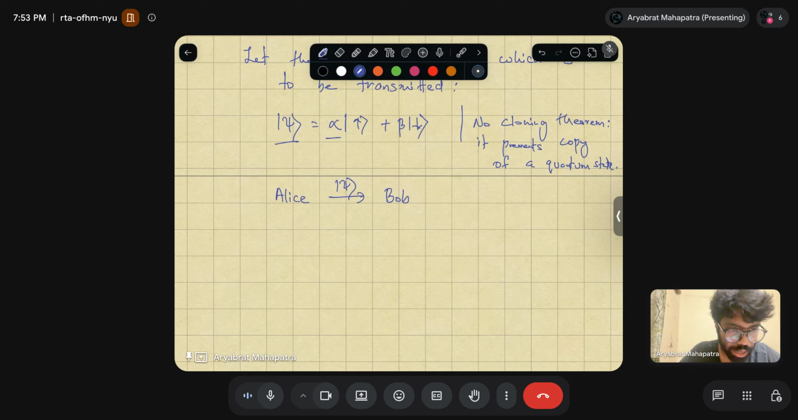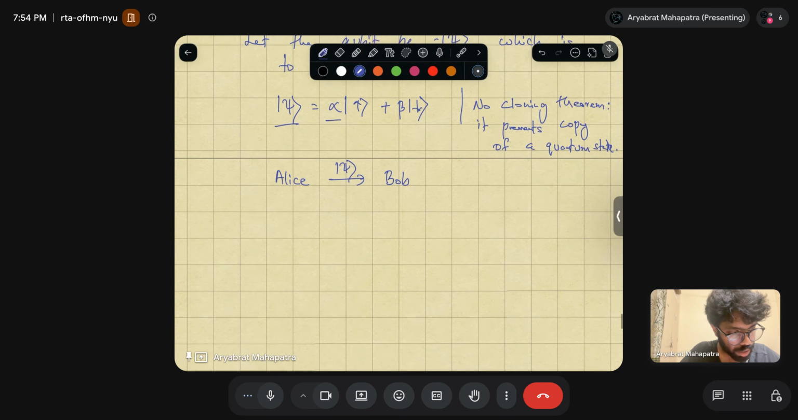If Alice wants to send this psi to Bob, then Bob gets it entirely. It's not like Alice is copying this quantum information, and one copy goes to Bob and one stays with Alice. It doesn't happen like that. It just transmits from the sender to the recipient. So there is no extra copy that comes in.